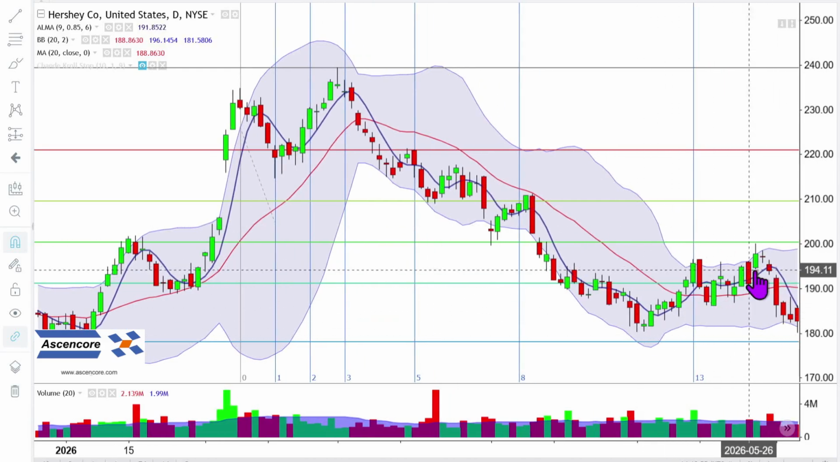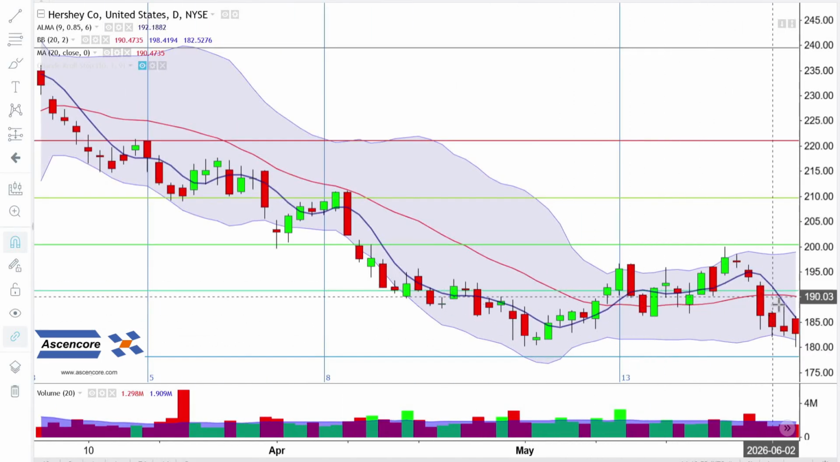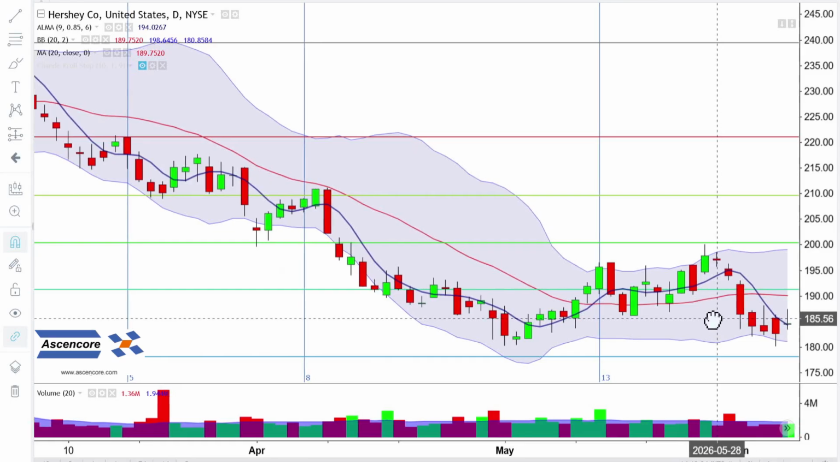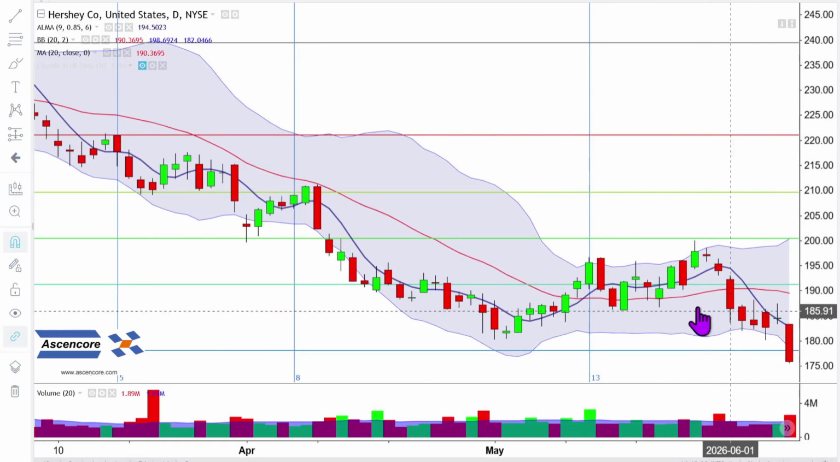Even though selling volume isn't exceedingly high, there are still consistently more red candles, and selling volume is still at average levels. More telling of this bearish consistency is the fact that ALMA and price keep closing well under the 20-day moving average and the center line of the Bollinger Bands.